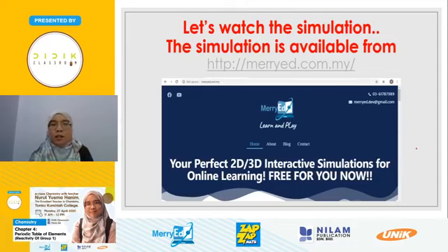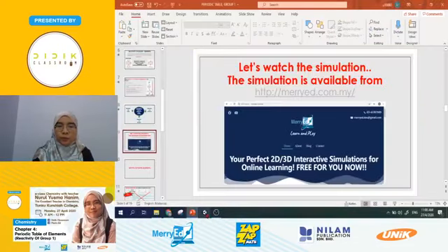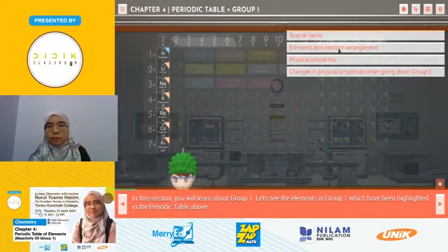Okay, and then before that, wait, we need to go to the simulation now. Alkali metal is very reactive and can react with air and the moisture. So we have to keep the alkali metal in paraffin oil. So this is the alkali metal or elements in group 1.